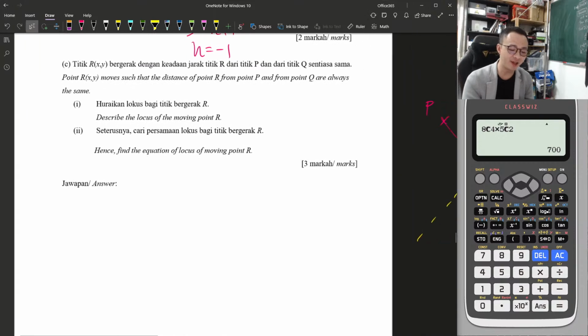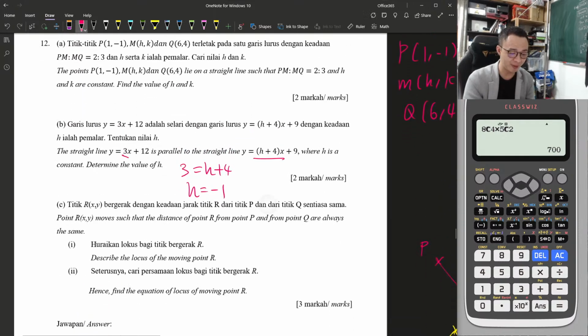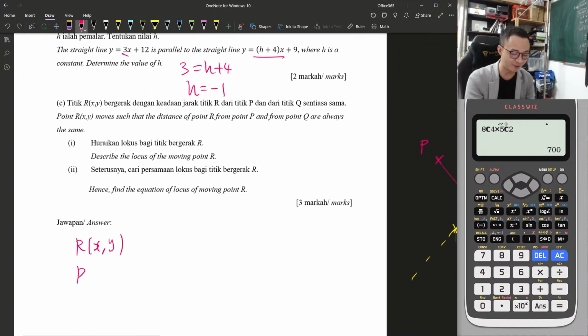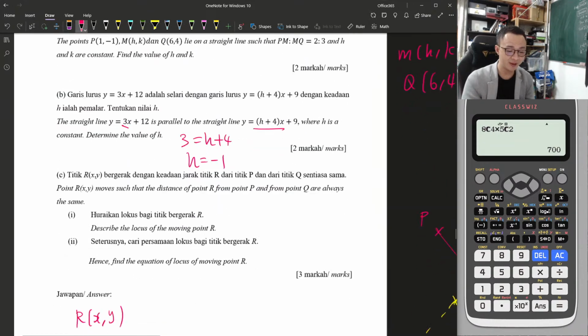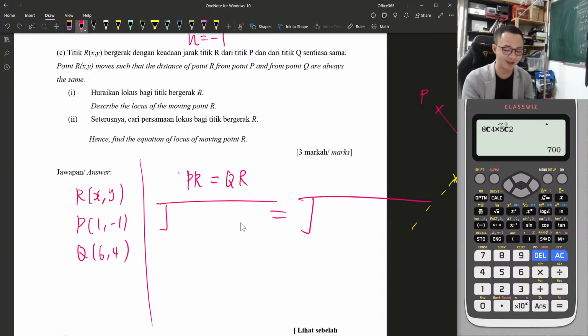All right, since we want to find this equation, we need to write out the coordinates also. R is (x, y). My P and my Q: P is (1, -1) and Q will be (6, 4). Since there is equal distance, I will say PR equals QR. Then I just use the distance formula here. I can easily get the answer I want.